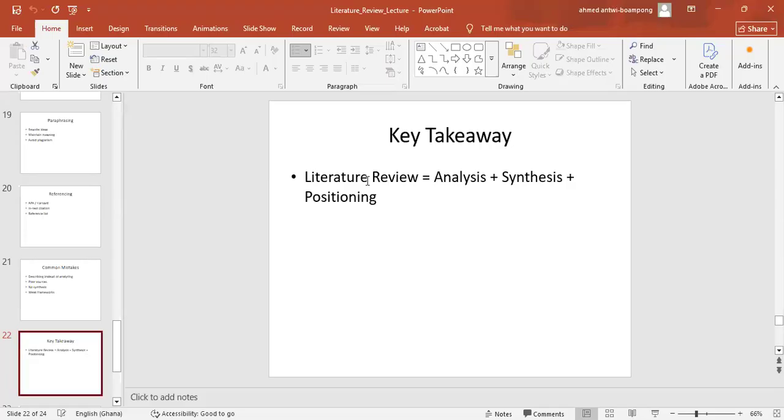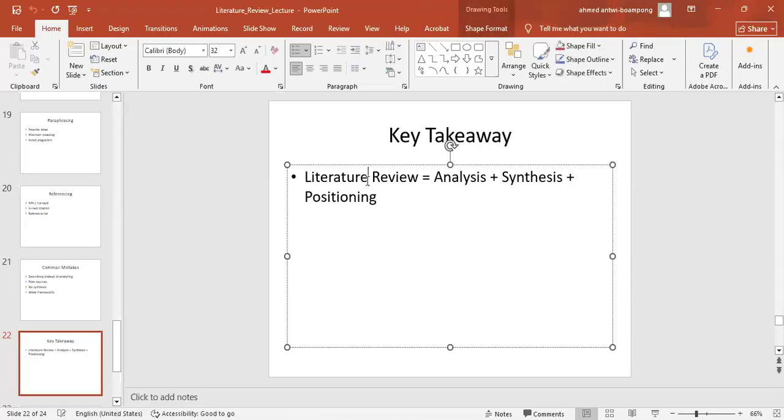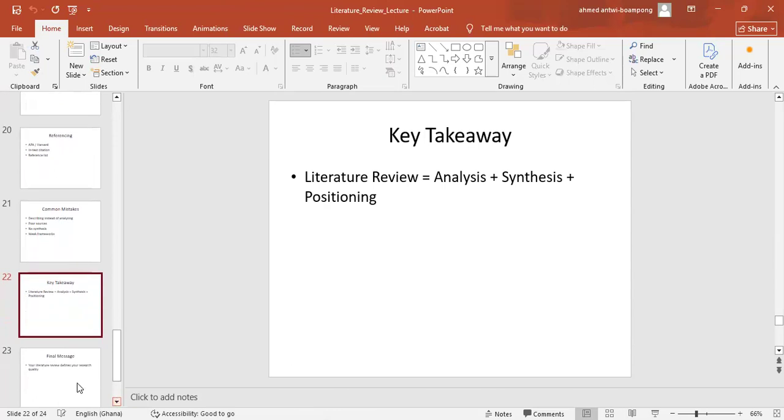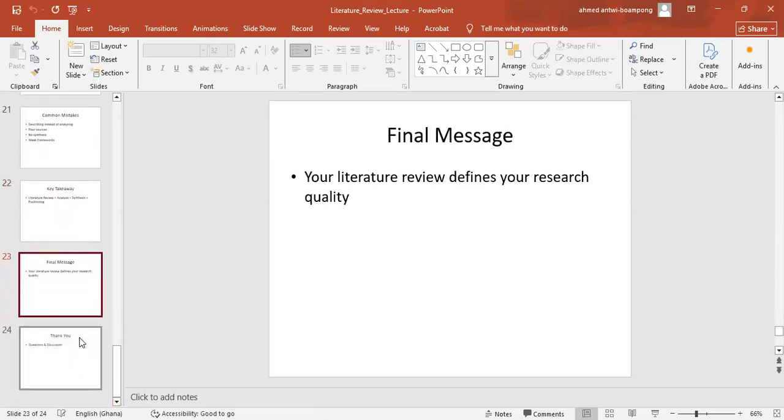Now, the key takeaway from this lecture is that a literature review is an analysis and synthesis and positioning within the larger body of knowledge. So that is it by way of the lecture for today.